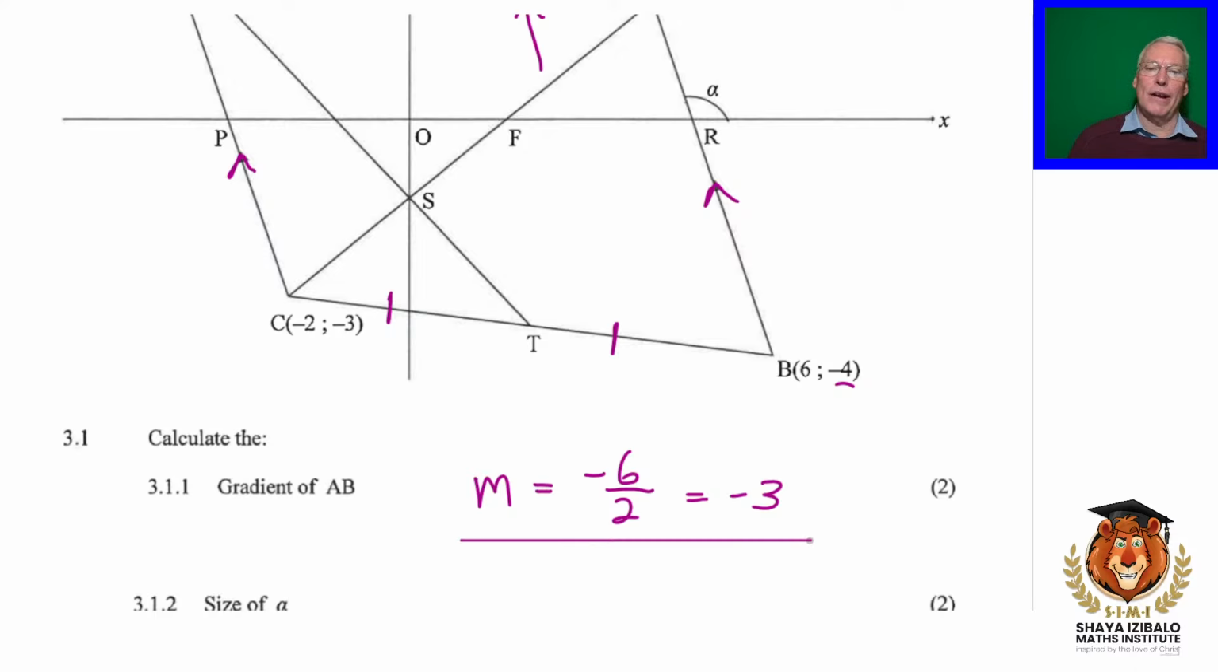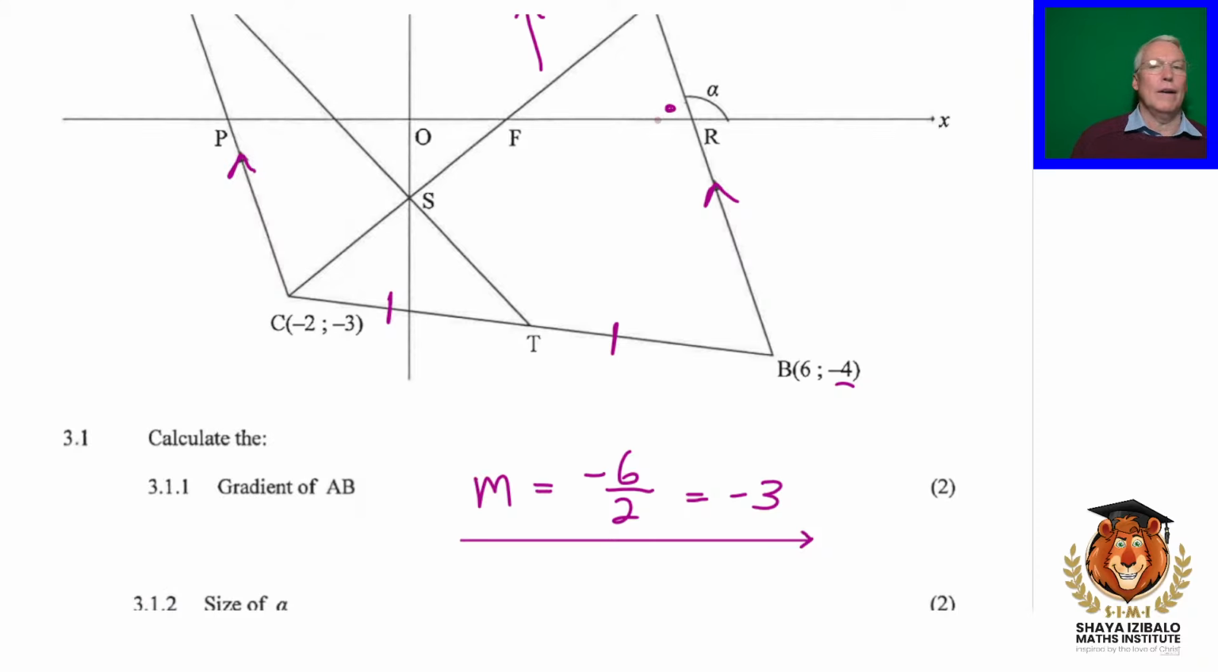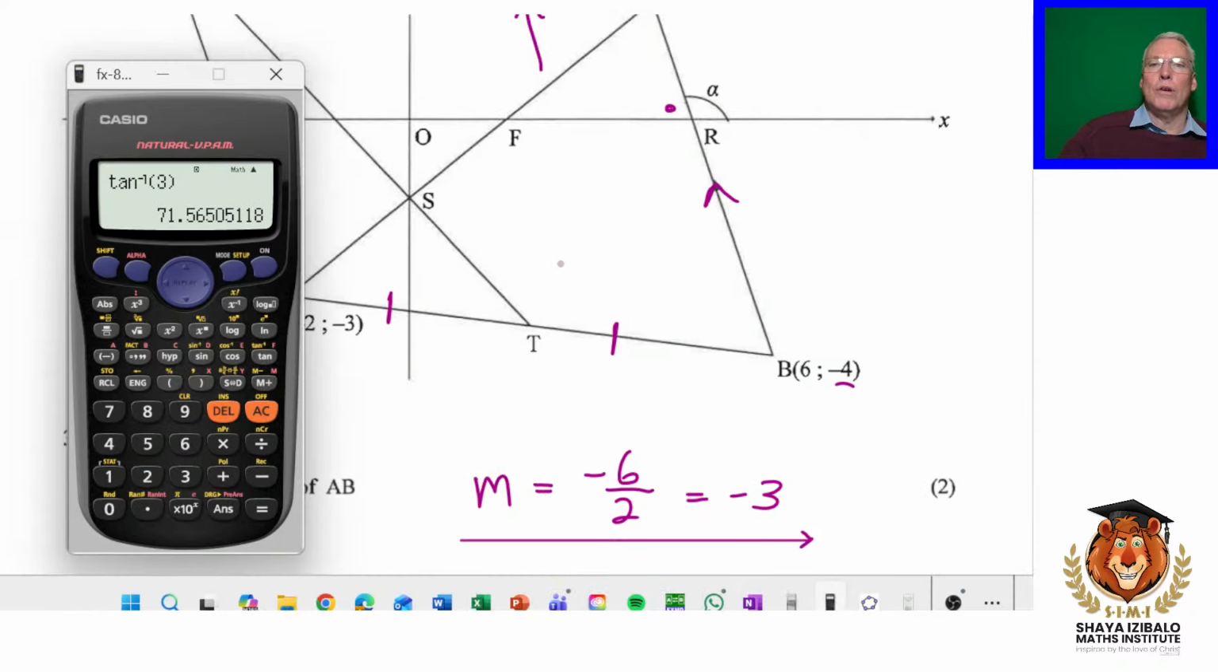Next up, we are asked for the size of alpha. And this is exactly what we've just been dealing with. The calculator seems to be back, which is a relief. Okay, so I would go shift tan of 3. That's clearly not the size of alpha. That is, in fact, the size of this angle in here. So now what we would do is go 180 minus that answer. And we get 108,4 degrees. 108,43 degrees.